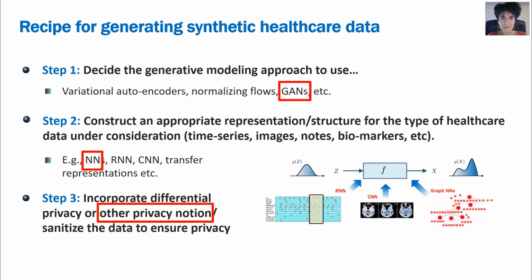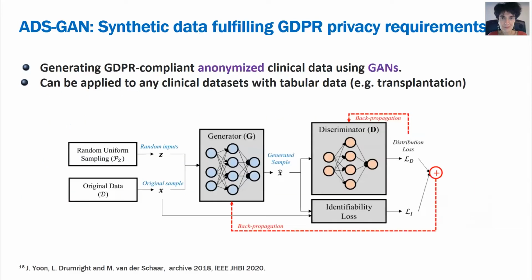And we can use different notions of privacy, as I'm going to show, both differential privacy as well as other notions. We are going to start with a different notion. We are going to generate tabular synthetic data that is capable of fulfilling GDPR privacy requirements. And we call this framework ADS-GAN, which stands for anonymization through data synthesis using GANs. ADS-GAN is able to generate tabular synthetic data that closely approximates the joint distribution of variables in an original clinical dataset, thereby providing a readily accessible, legally and ethically appropriate solution to support more open data sharing under GDPR regulation.